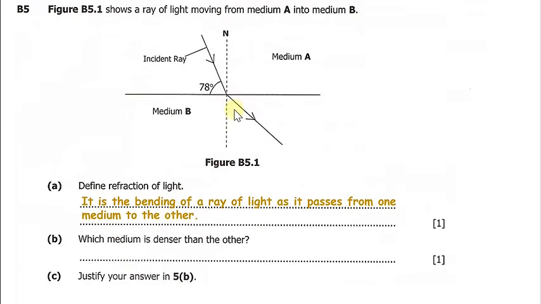So when a ray of light moves from one medium to another, it bends. That bending is what we call refraction. Then B, which medium is denser than the other? Between medium A here and medium B here, which one is denser? The medium which is denser than the other is A. So we are saying medium A is denser than medium B.